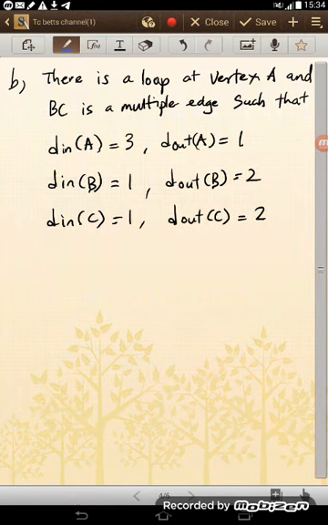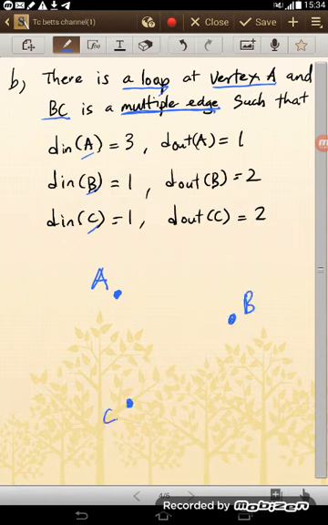Next, we go to another example on how to draw a directed graph with a loop and also multiple edges. The loop is in vertex A, and then BC is a multiple edge. So what do you do first? How many vertices? You can see here A, B, C. That means we have three vertices. So you can actually draw all the vertices first. Okay, A, B, and then maybe C here. There is a loop in vertex A, so you make one loop here. And then for BC, multiple edges, so draw the multiple edges here.